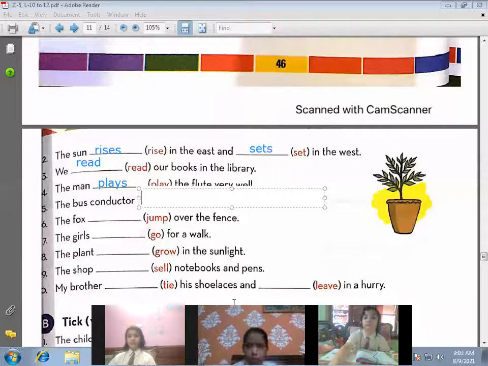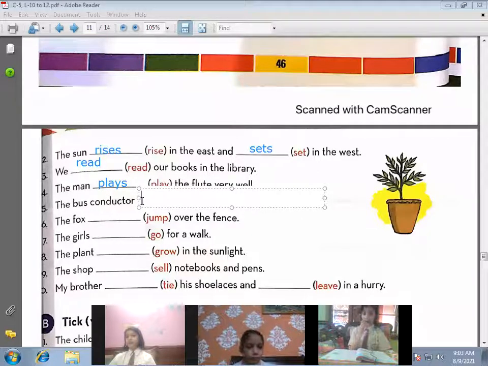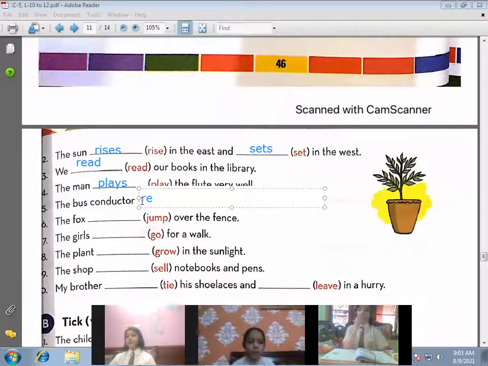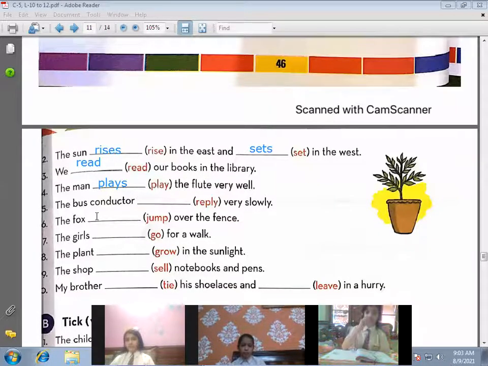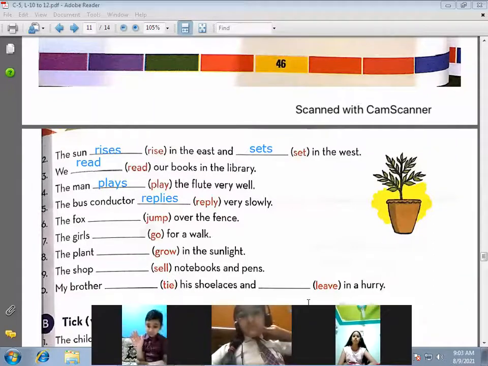Yes, Kashvi, you tell me. The bus conductor dash very slowly. Ma'am, the bus conductor replies very slowly. Yes, replies, because here we are talking about bus conductor, which is singular noun. So we'll write here replies. You can see that in this, the verb ends with Y and there is a consonant before Y. So we'll change the Y into I and then add ES. Okay. Correct.